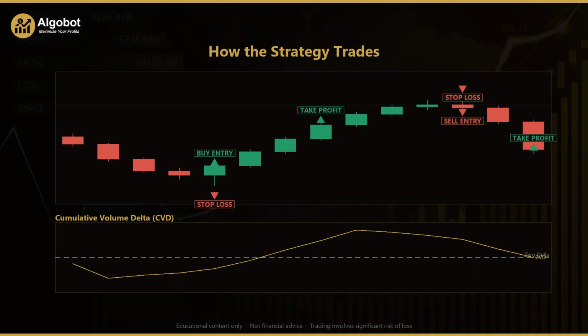Notice the symmetry. In both cases, the strategy waited for price to reach an extreme that flow no longer supported and only acted once the candle itself confirmed the turn. That patience, extreme, divergence, then confirmation, is the heart of how this approach aims to trade.